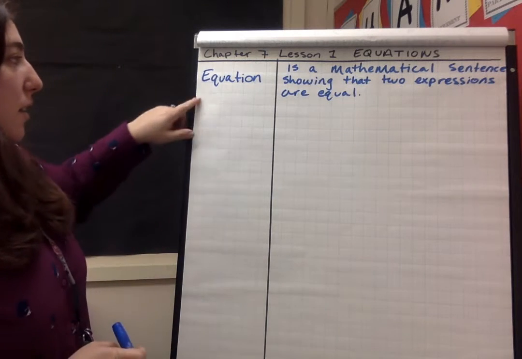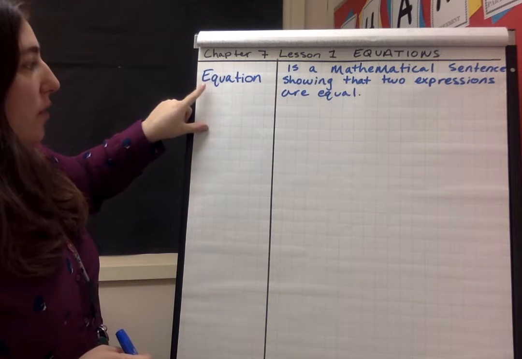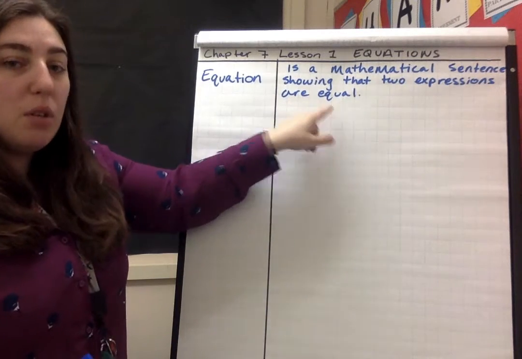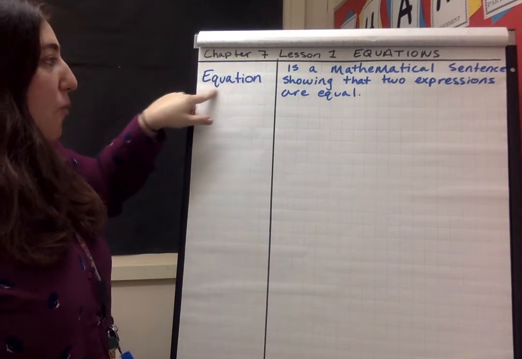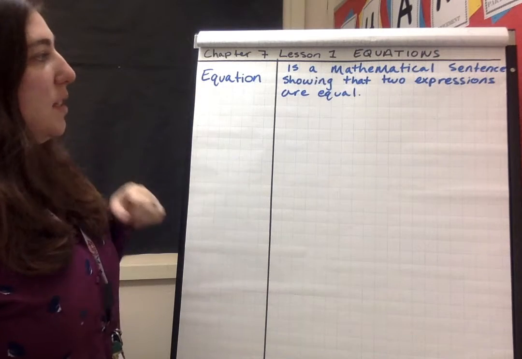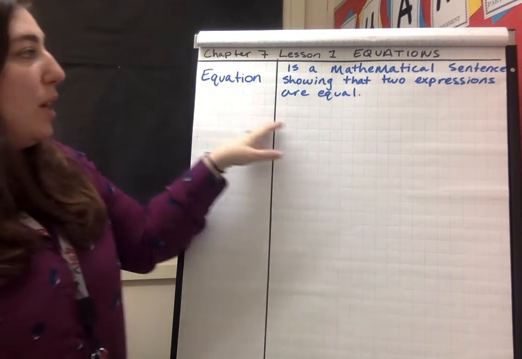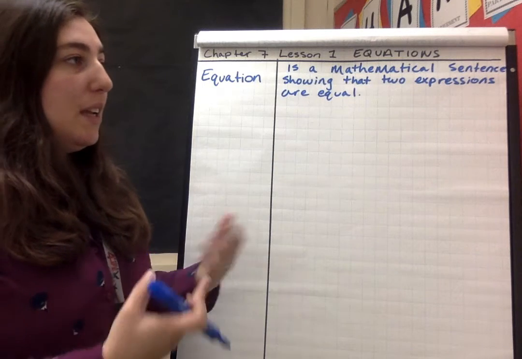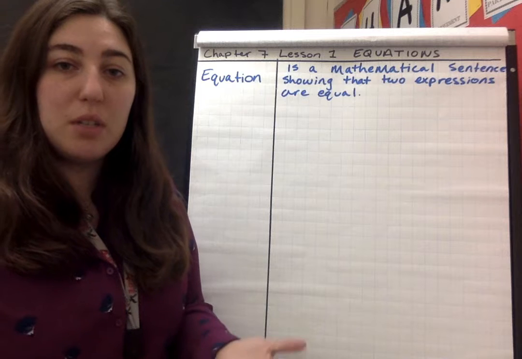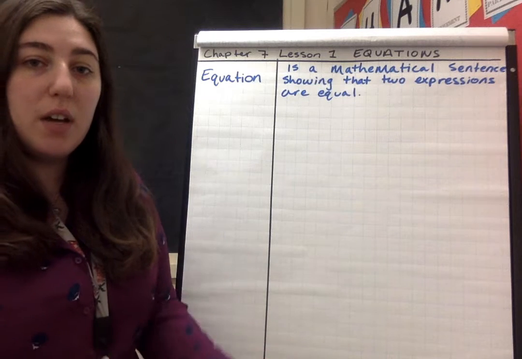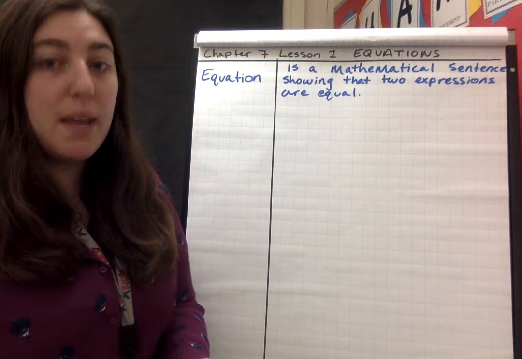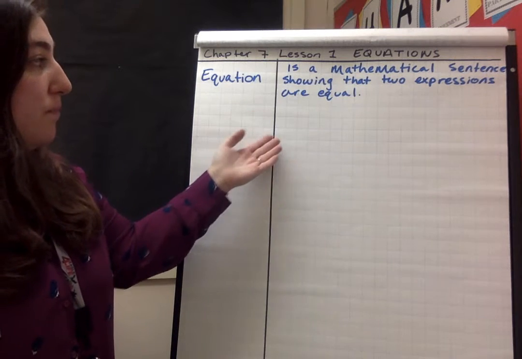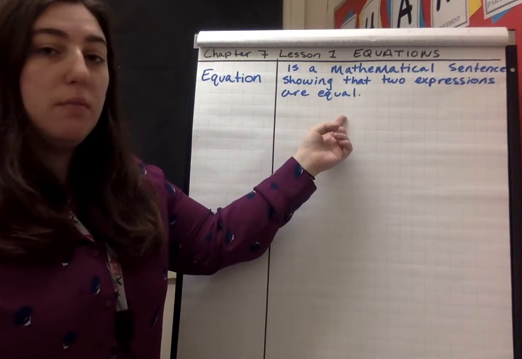Okay, let's look at the word equation. The first four letters, E, Q, U, A, are the start of equal, right? So we see that in equation we have part of the word equal. It's just missing the L. So an equation is a mathematical sentence showing that two expressions are equal. An expression, which we learned in Chapter 6, has to have numbers, sometimes it may have variables, and it has to have operations. So we have to show that two expressions are equal.